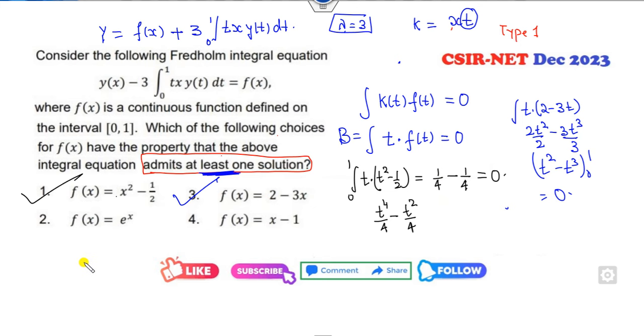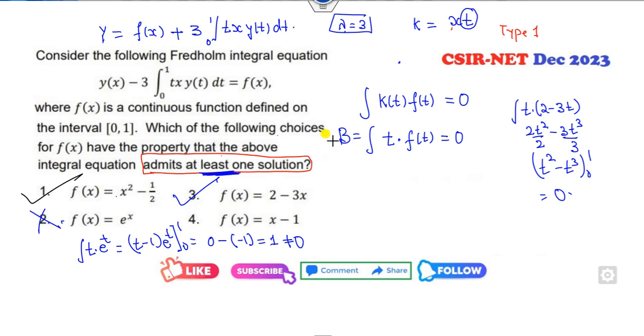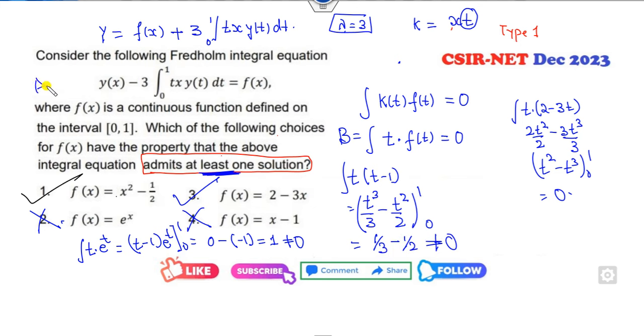e raised to power x. That means t into e raised to power t. If you integrate, it is (t minus 1) e raised to power t from 0 to 1. When you substitute 1, it's 0. When you substitute 0, it is 1, which is non-zero. So this option cancels out. Look at the last option: x minus 1, t into t minus 1. So t square, and t will be t square by 2 from 0 to 1. Clearly it is 1 over 3 minus 1 over 2, which is non-zero. So the correct answers are A and C.